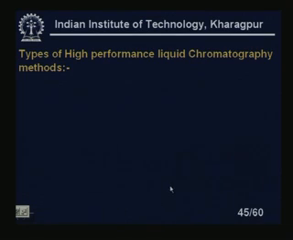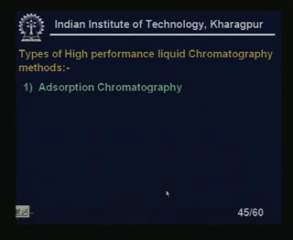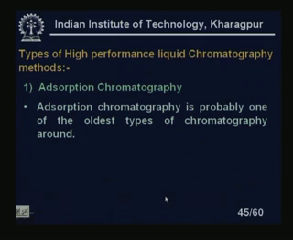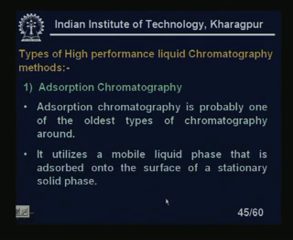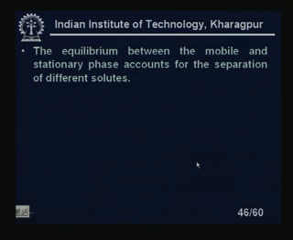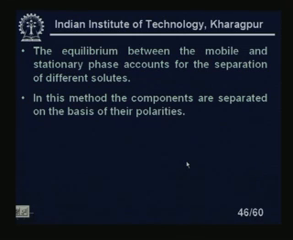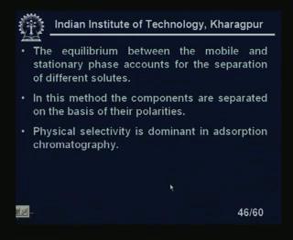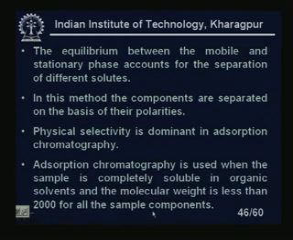Types of high performance liquid chromatography methods. Adsorption chromatography is probably one of the oldest types of chromatography around. It utilizes a mobile liquid phase that is adsorbed onto the surface of a stationary solid phase. The equilibrium between the mobile and the stationary phase accounts for the separation of the different solutes. In this method, the components are separated on the basis of their polarities. Physical selectivity is dominant in adsorption chromatography.